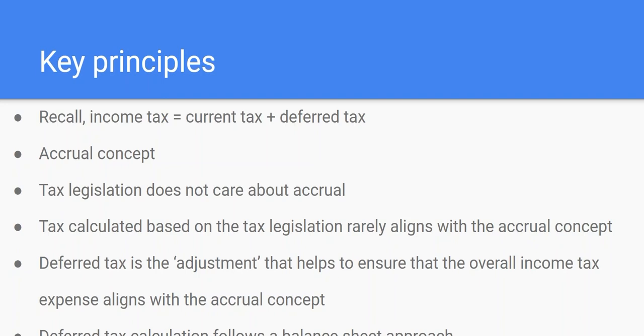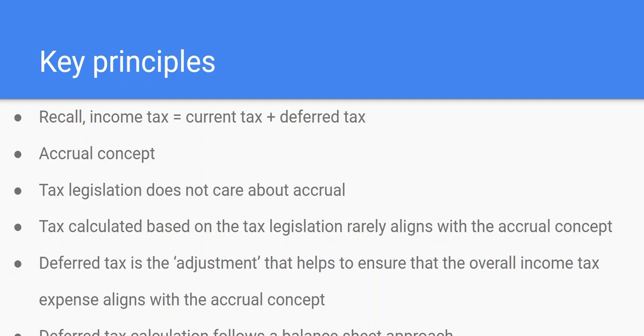And so in many cases, the principles, the laws, the legislation has nothing to do with accrual. In fact, it defeats the purpose of accrual. But because as accountants we care about accrual concept, deferred tax was introduced as a principle many years ago. And so what deferred tax tries to do is to essentially calculate an adjustment, quote unquote, that ensures that once you add that adjustment to the tax that you calculate from your tax legislation, you arrive at an overall income tax expense, as it were, that pretty much aligns with the accrual concept of accounting. And that's why you're doing deferred tax.